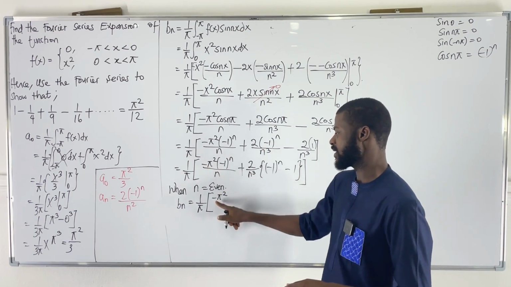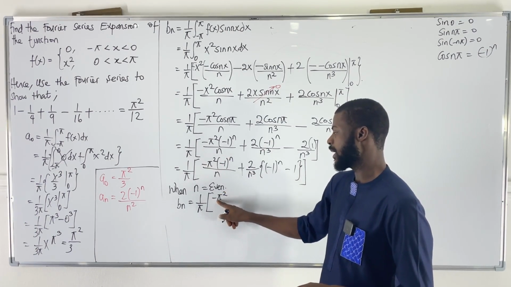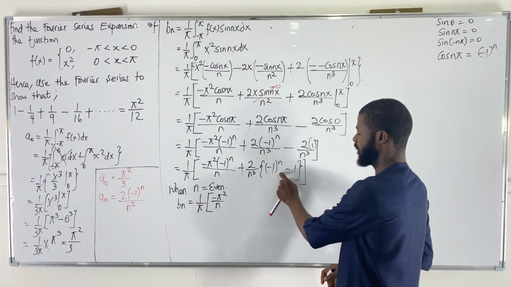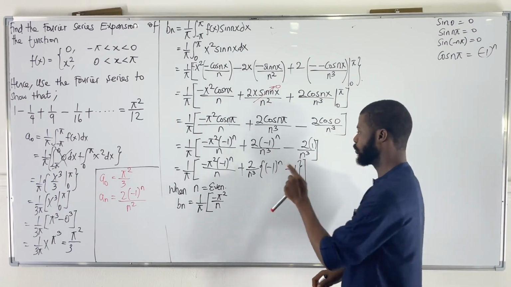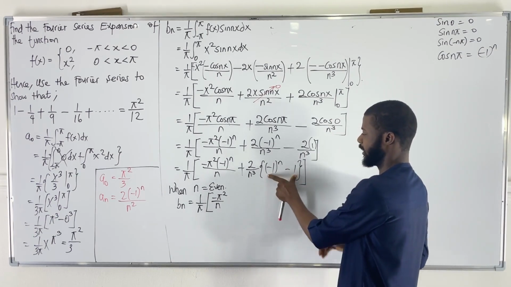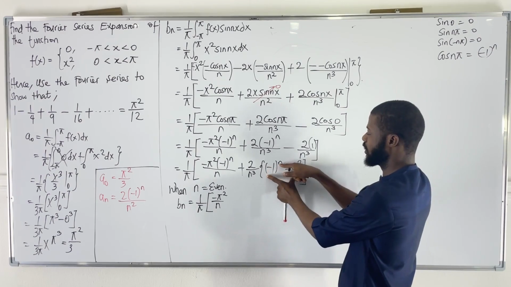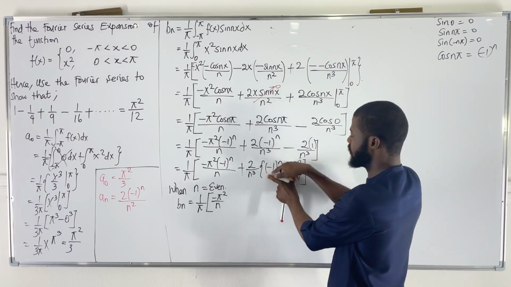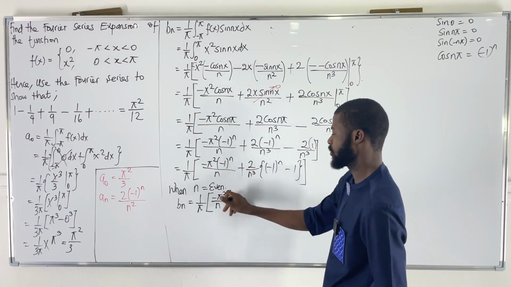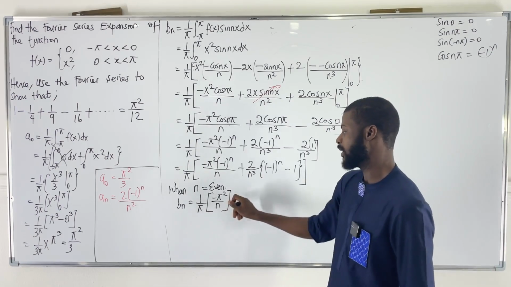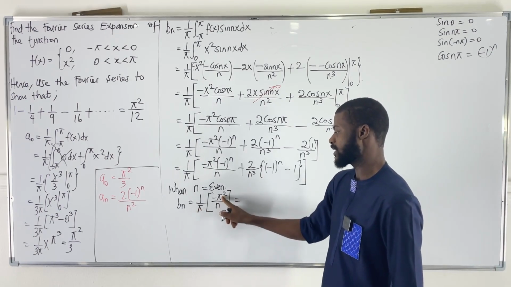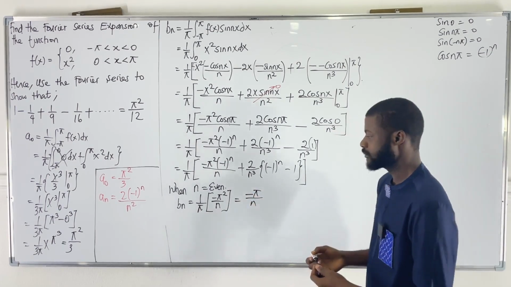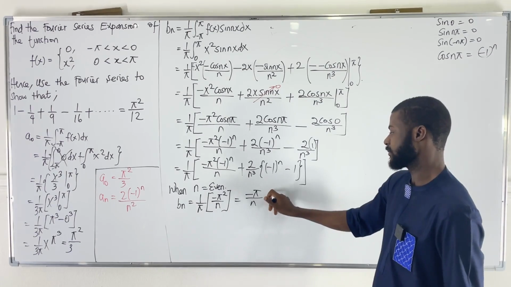1 times minus pi squared is minus pi squared, so you'll be having minus pi squared over n remaining. And then for the next one, if you put an even number in this bracket, minus 1 to the power of 2 is 1. 1 minus 1 is 0. So 0 times 2 over n cubed is 0. So that guy is gone. What will be remaining, when pi cancels out pi here, is minus pi over n. So this is when n is even.